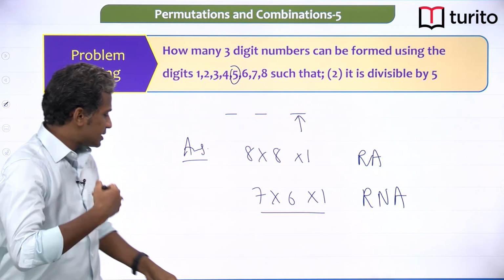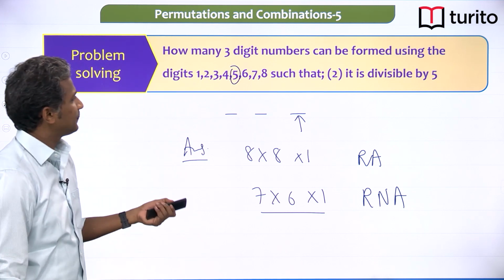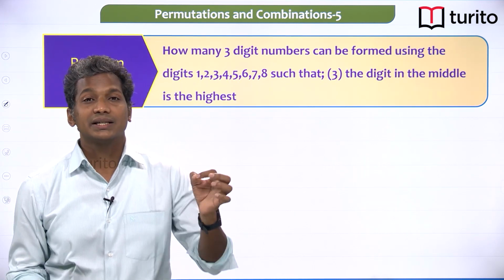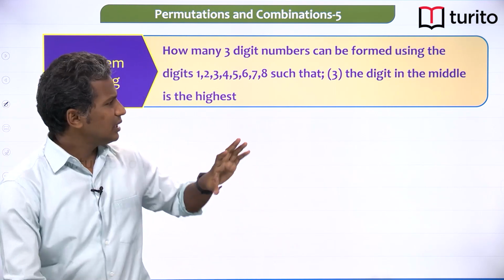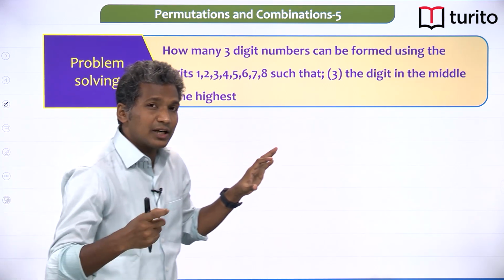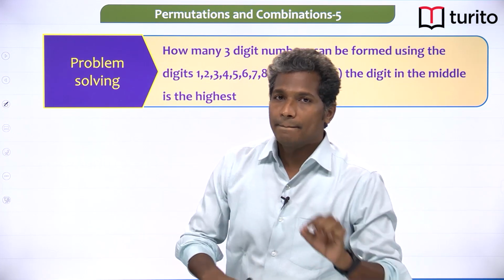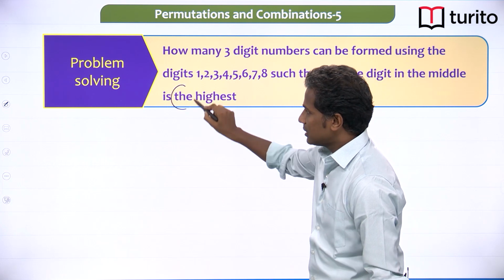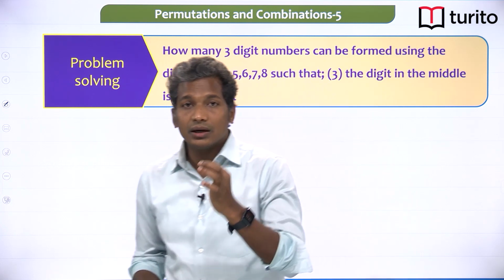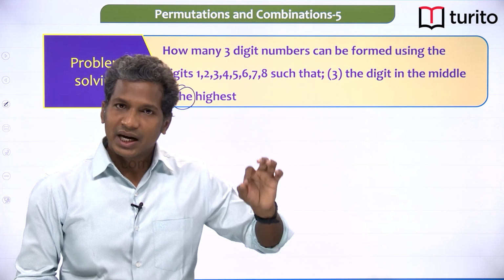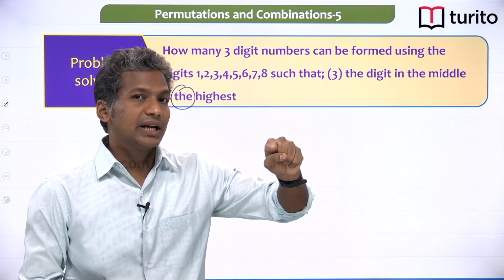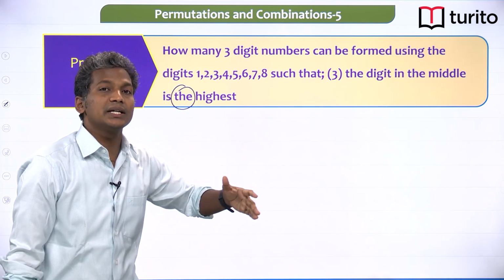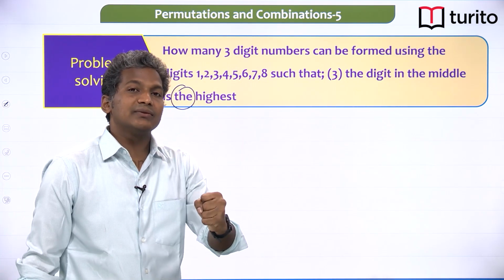Let us go to a little tougher question. Here the digit in the middle is the highest digit. If you look at the phrase, especially in this chapter and the probability chapter, the language is very important. The digit in the middle is the highest, which means that is the only digit which is highest. There cannot be 2 digits which are highest. That is what this means.